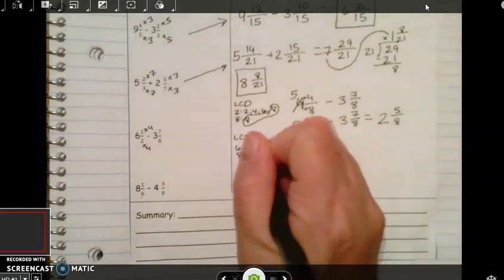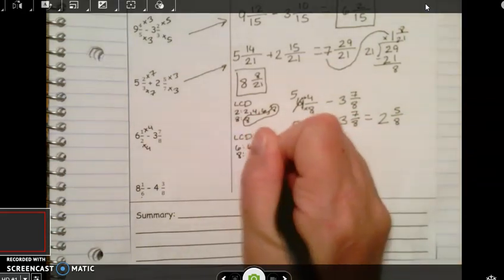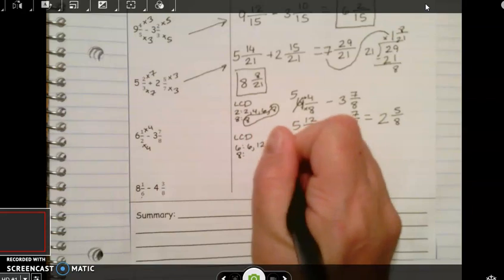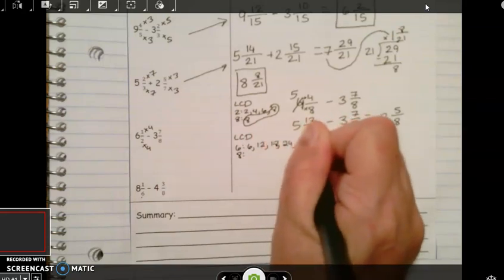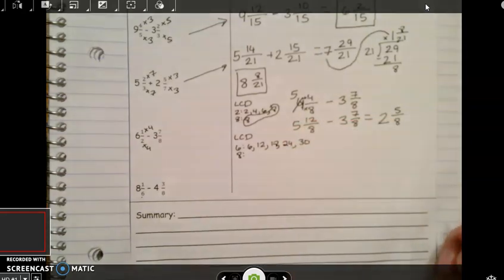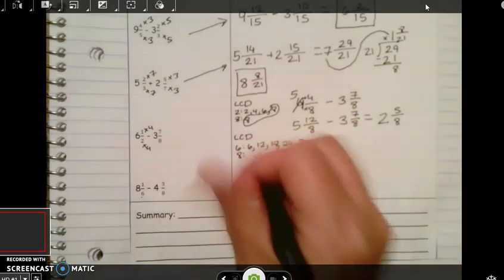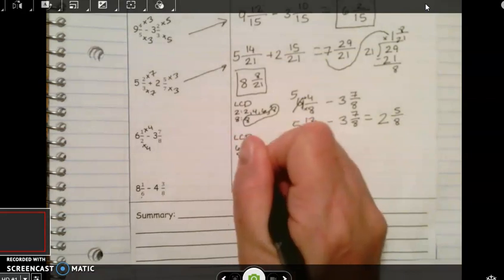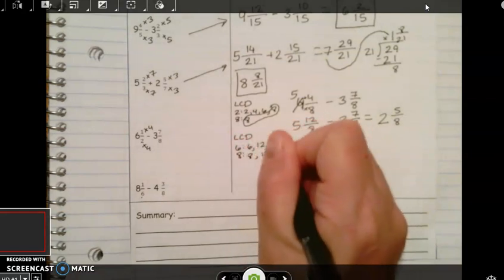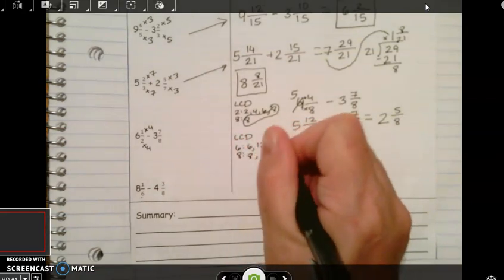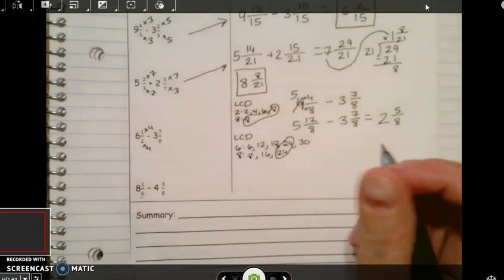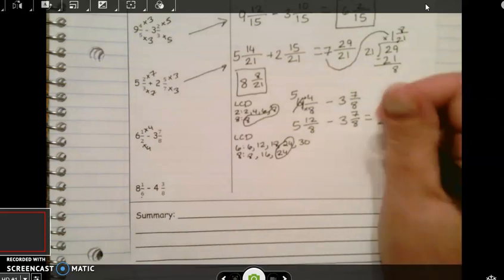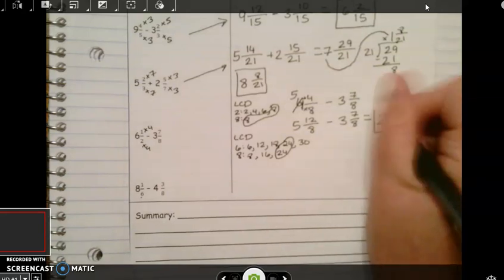So 6. 6 times 2 is 12. 6 times 3 is 18. 6 times 4 is 24. 6 times 5 is 30. Look how quick it goes if you know your multiplication tables. 8 times 1 is 8. 8 times 2 is 16. 8 times 3 is 24. And there we have a match. Okay? So, by the way, I did not put my box around this answer. That's going to bother me.